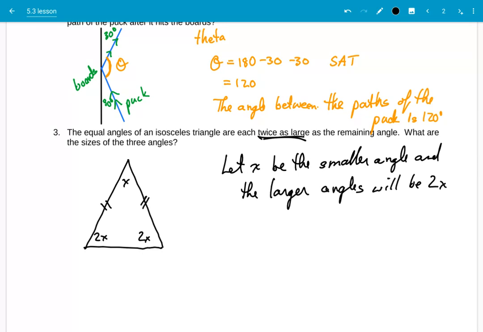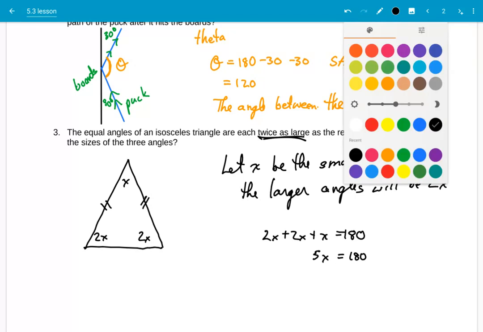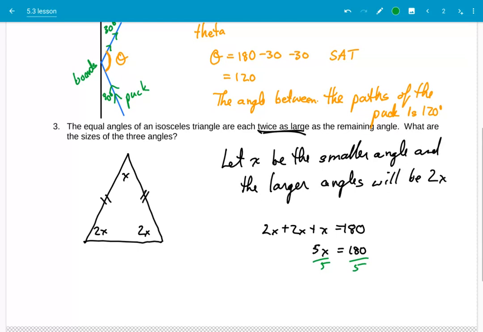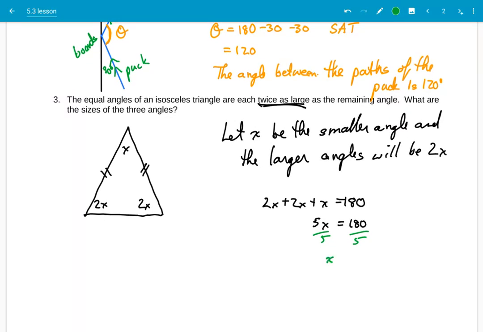Okay, so now we need an equation to solve. What do the angles in a triangle add up to? Well, 180. So 2x plus 2x plus x is equal to 180. 5x is equal to 180. We divide both sides by 5. And x is 36. 2x would be 2 times 36, or 72.